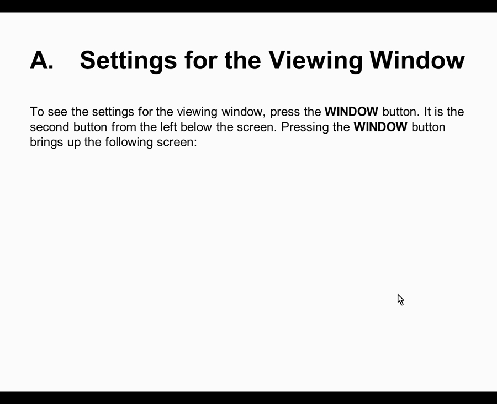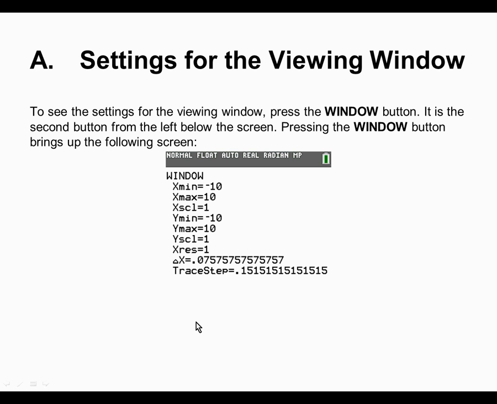Settings for the viewing window. To see the settings for the viewing window, you press the window button. The window button is the second button from the left below the screen. If you press the window button, you get this screen. Now on the 83s, these last two entries aren't there, and that's actually a good thing, because these last two entries really are just borderline meaningless. They really shouldn't be there at all. They aren't necessarily what you think they are. They're somewhat misleading, and I don't know why TI did what they did with them. You don't even need this one that says XRES.